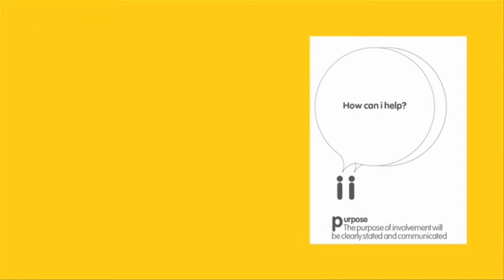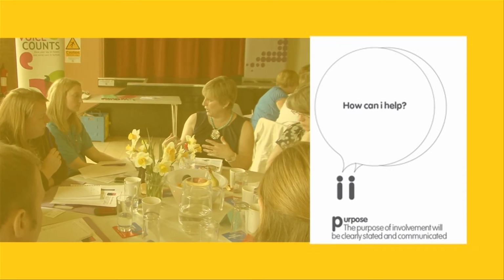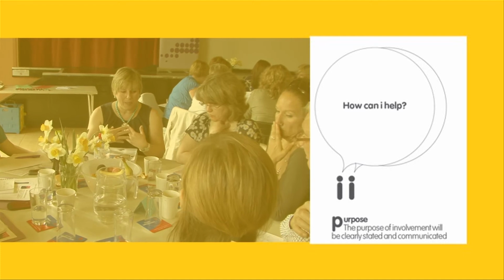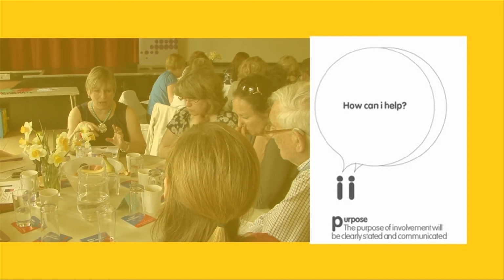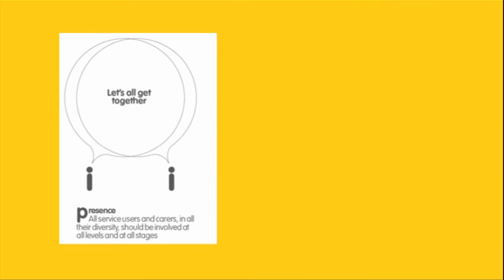The purpose of involvement needs to be clearly stated and agreed at the very beginning. Everyone connected with the involvement activity knows why people are being involved. Clarity of purpose, transparency, and the intended outcomes should be agreed from the beginning. All support each other, everybody supports each other.